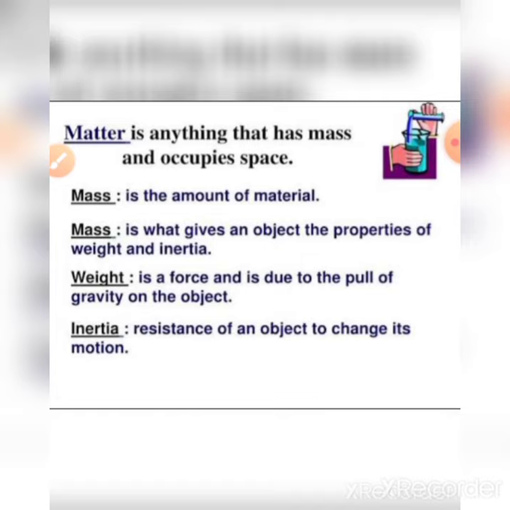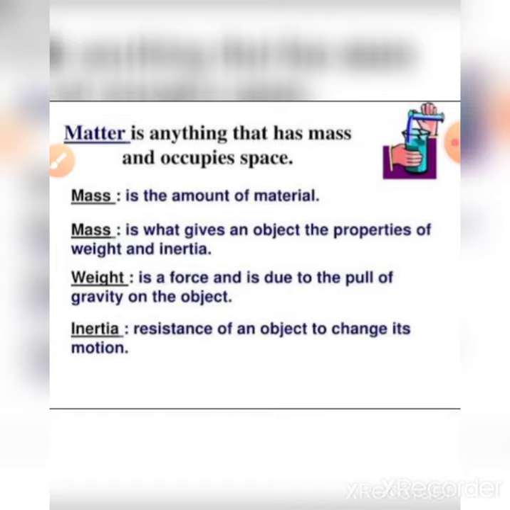What is weight? It is a force and is due to the pull of gravity on the object. If you lift anything on earth, then you feel more weight. But if you take it to the moon, it becomes lighter. It means you cannot stay on the surface of the moon because the gravity at the moon is very low.